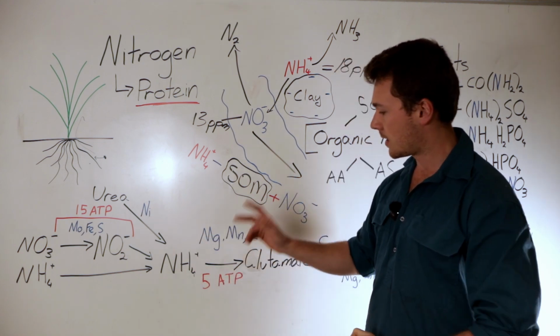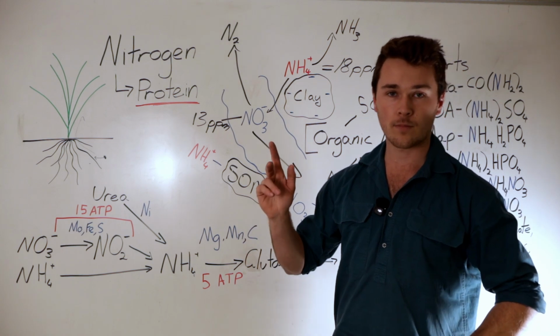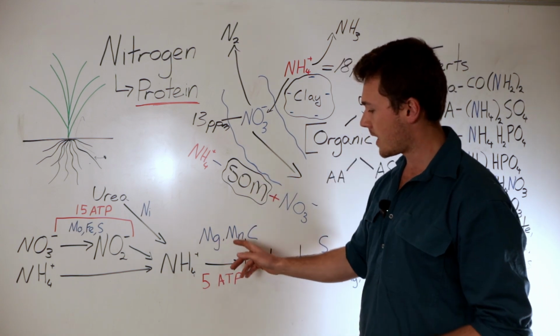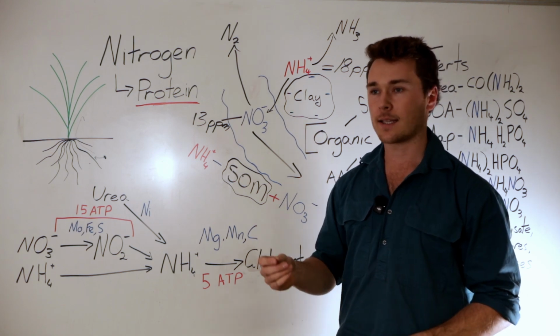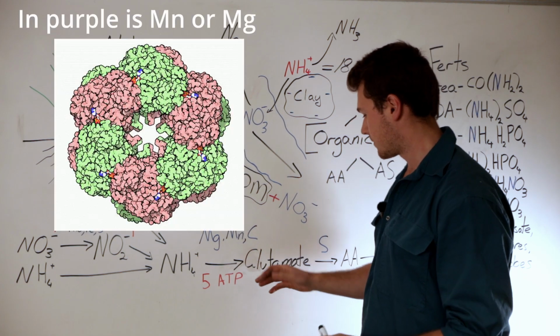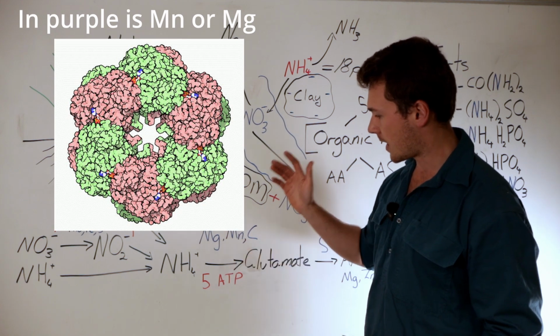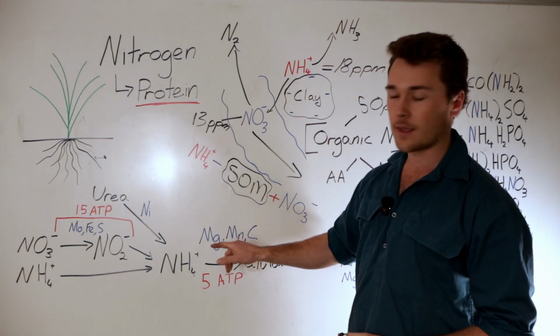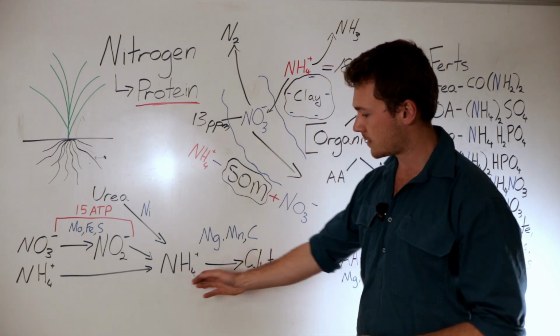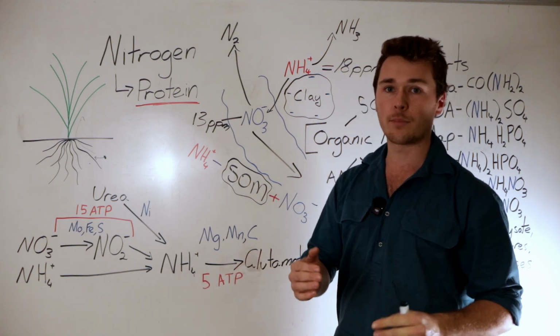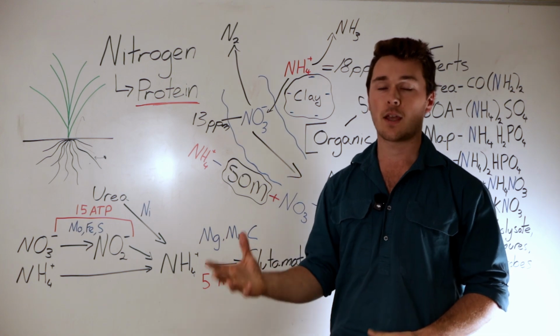For this process, we need two minerals. We need magnesium and manganese. Both of these are in the, I think it's glutamate synthase enzyme or something like that. You need both of these. So if you don't have either of these, you're not going to have this process happen as efficiently. But most importantly, you need that carb, you need the sugars from the plants.